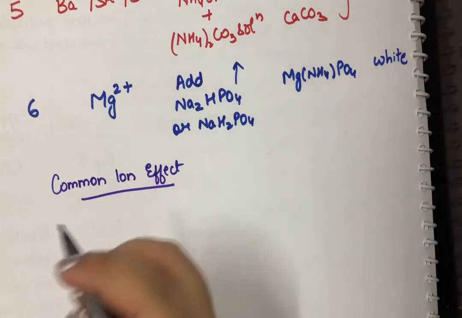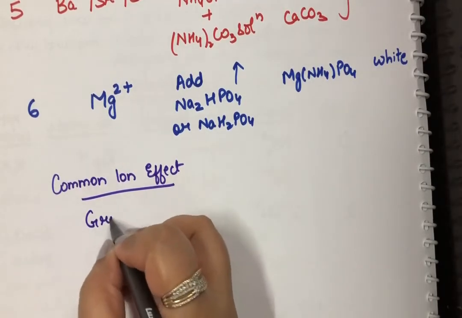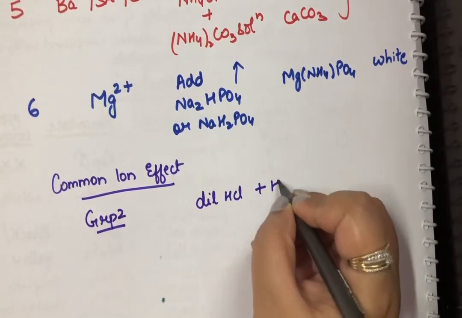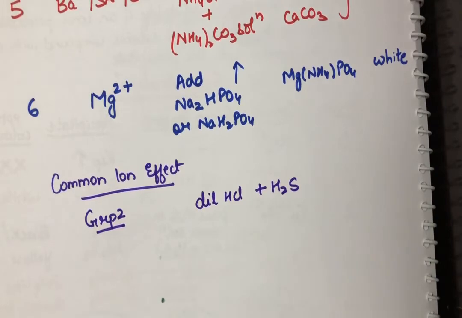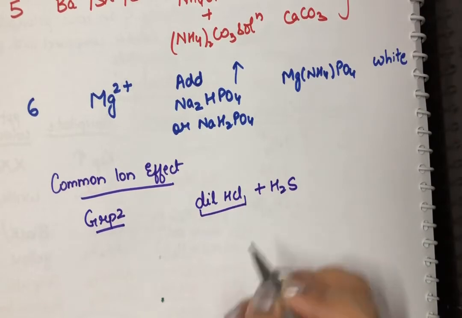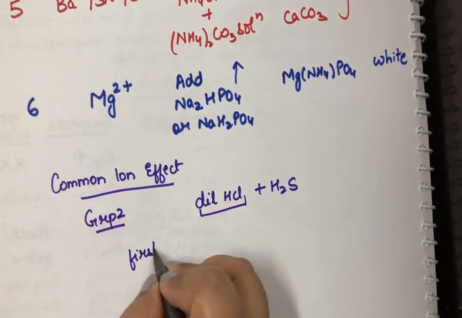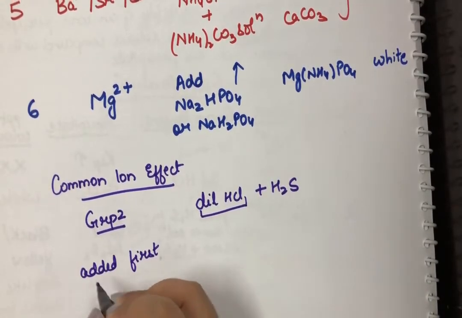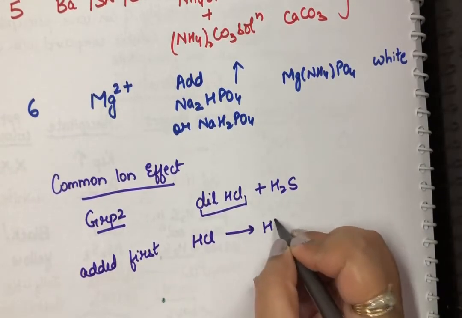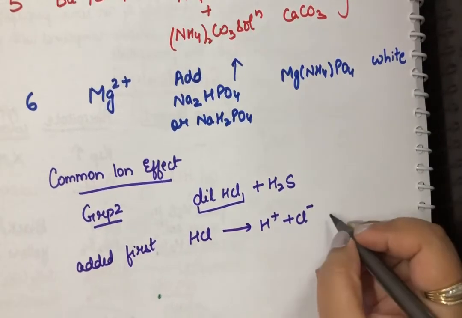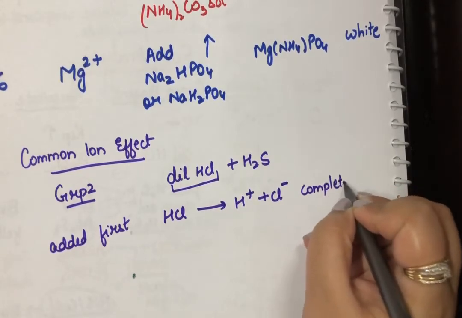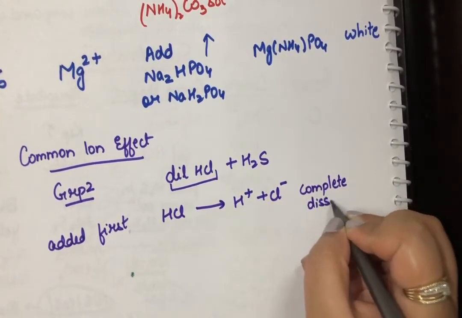Back to the main topic, which is common ion effect. I am first taking the example of group 2. If you remember, I had dilute HCl and H2S as my group reagent for group 2, and I told you specifically to add HCl first. Now what will happen when you add dilute HCl first? HCl is a strong electrolyte, so it will break into H+ and Cl-, undergoing complete dissociation.